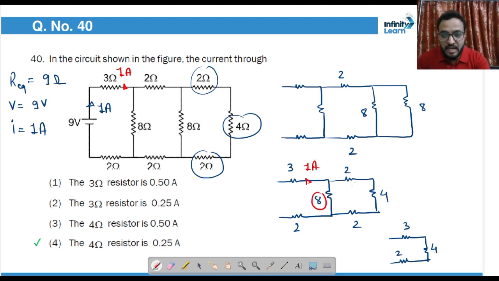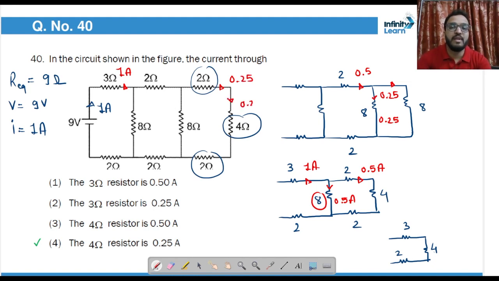So this is 8 and this is also 8. So current will divide equally. So in this branch, 0.5 ampere will go, and in this branch 0.5 ampere will go. Now again, this 0.5 ampere here again divides itself into two equal parts. So 0.25 ampere and 0.25 ampere. So this 0.25 ampere finally will go here. So answer is 0.25 ampere will go into the 4 ohm resistance. So fourth option is correct. First is wrong, second is wrong. Definitely we can see in the first step only.